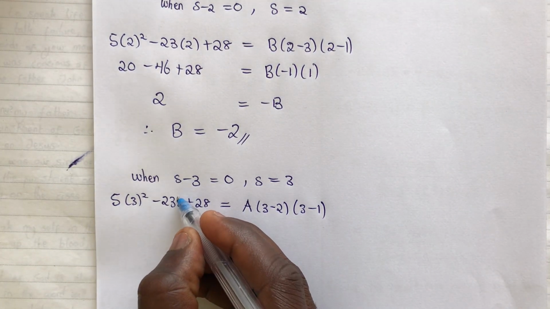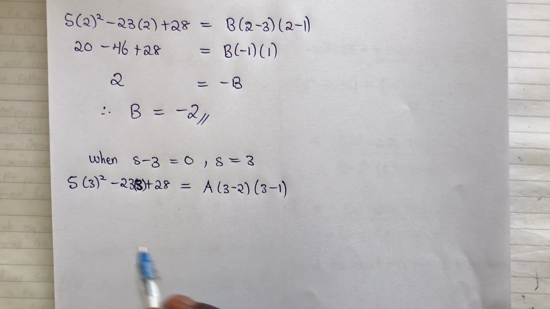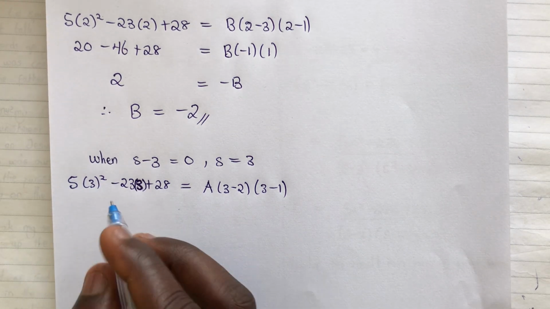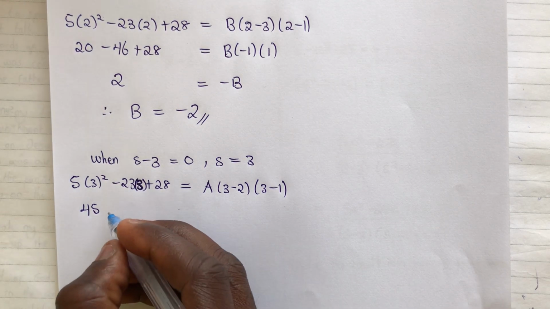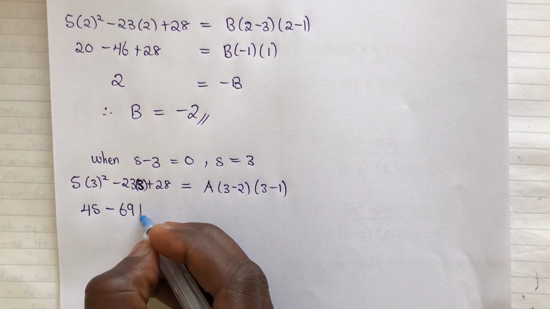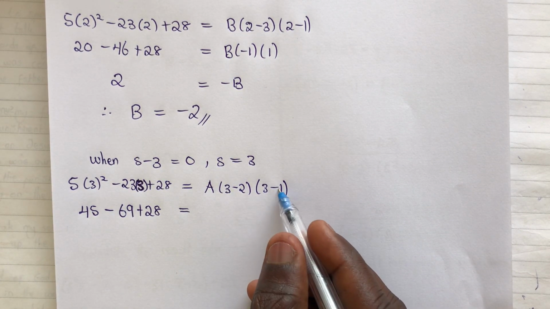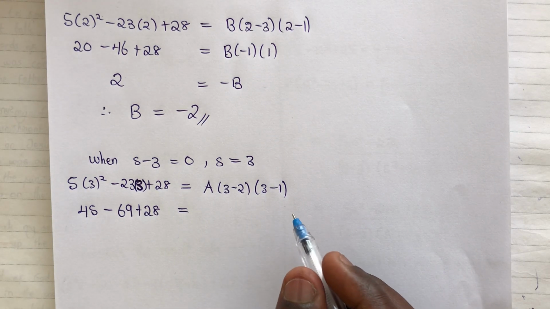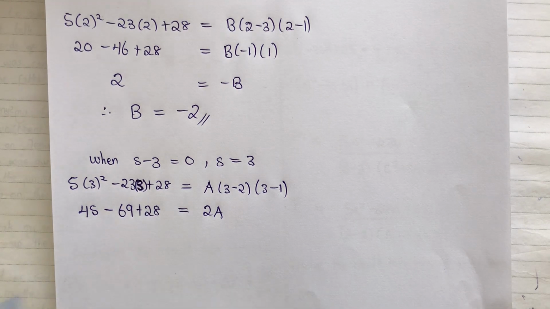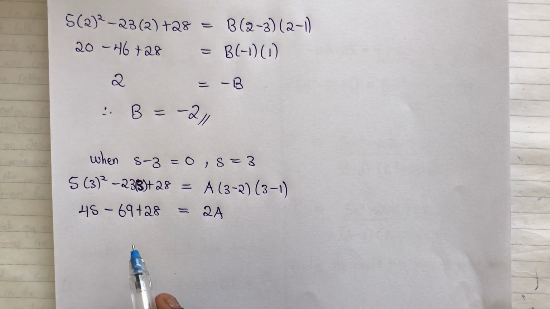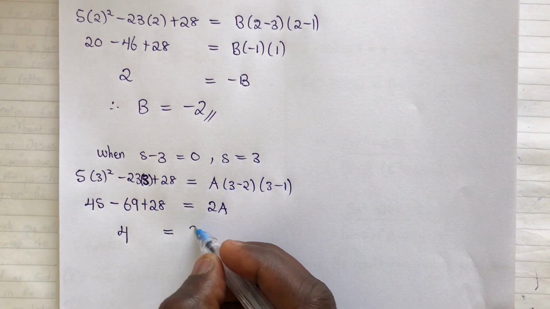So now we work on this one. There's a mistake here. I'm putting 3 here. So this is 3. From here, this gives us 9. 9 times 5, we have 45. This is minus 69, plus 28. When you subtract this, we have 1. When you subtract this, we have 2. 2 times 1 will give us 2, and 2 times A will give us 2A. So when we add this result, 45 minus 69 plus 28, we have 4. Yes, so 4 equal to what?